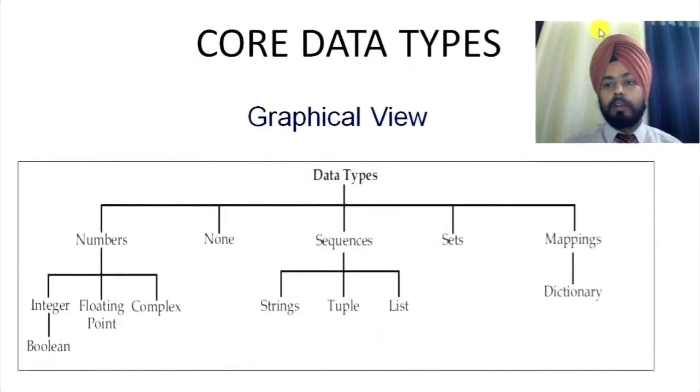Now again, here are the core data types of Python in a graphical view. These are the data types. The first line: numbers, none, sequence, sets, mapping. In numbers there are integers, floating and complex. Boolean is a part of integer. Next is sequence: string, tuple and list. And the last one is mapping, in which we find dictionary only.